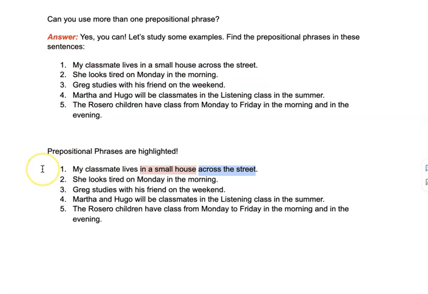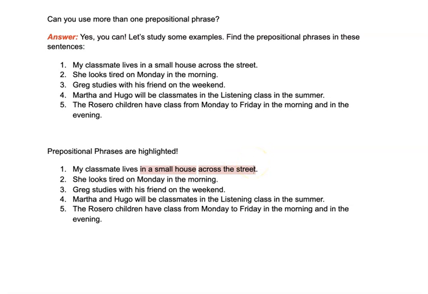Let's look at the answers together. Number 1, my classmate lives in a small house. This is a prepositional phrase. We start with in. A small house, we have the object of the preposition in. And after, I also have another preposition. So here is the object of that other preposition. So in this example, you can see we have 2 prepositional phrases in this one sentence.